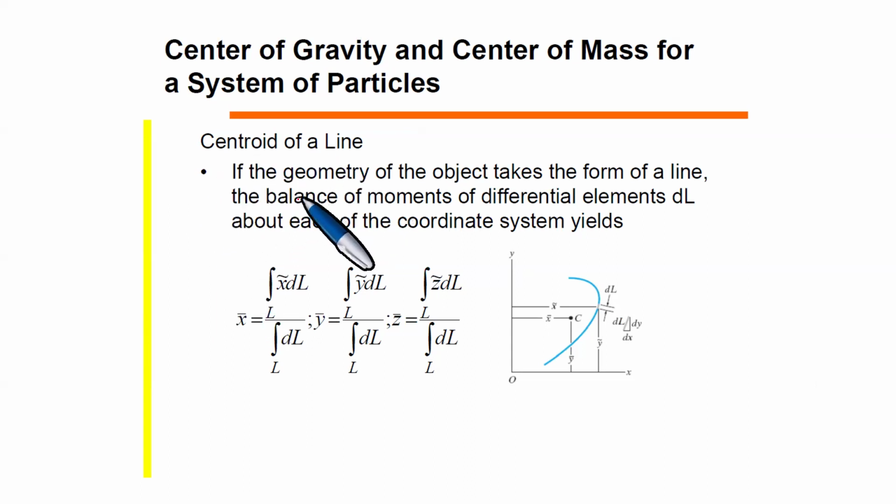Right now, for the center of a line, if the geometry of the object takes the form of a line, the balance of moments of differential elements dl about each of the coordinate axes yields the following. So you have the x bar. So let's look at this wire. We're speaking about the center of a line.